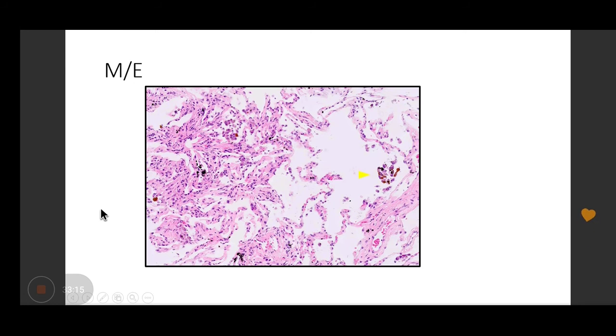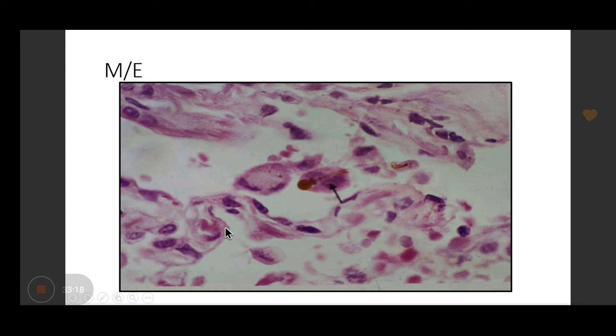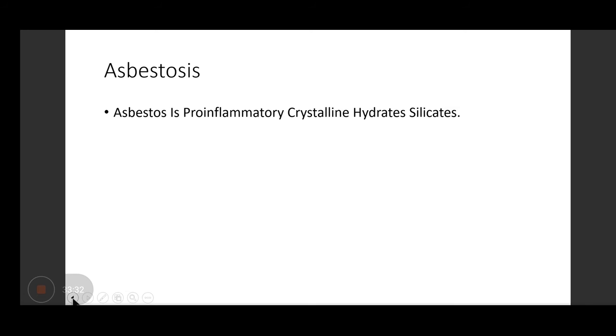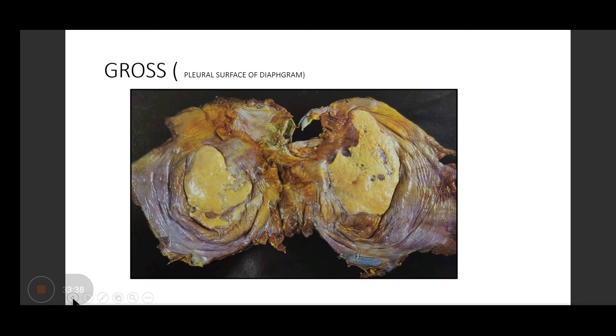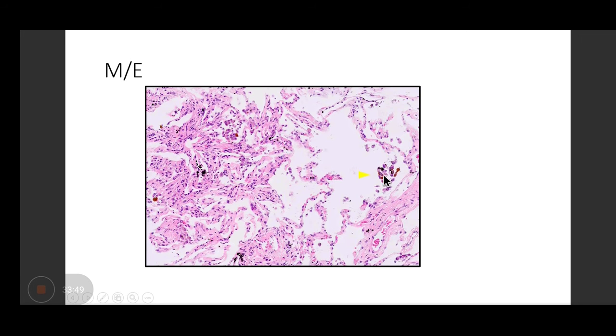Golden brown beaded structure that is translucent, and the outer side is brownish. So it is a case of asbestosis. In asbestosis, pleural plaques can be seen. It especially occurs on the diaphragmatic surface or anterior or lateral surface. And on microscopy, you will see these asbestos bodies. These are the asbestos bodies.